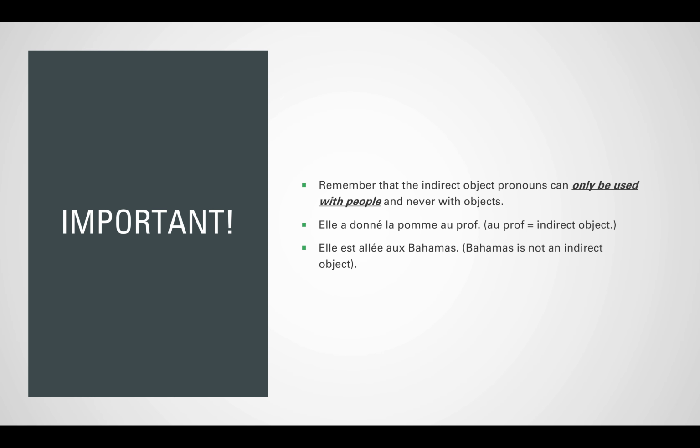So important, this is our first rappel to what I've already mentioned, that the indirect object pronouns can only be used with people and animals and never with objects. So the example that I gave before, elle a donné la pomme au prof. Au prof is our indirect object. Elle est allée aux Bahamas. Bahamas is not an indirect object. Okay? We cannot replace it with an indirect object pronoun. We'll come back to it. We're going to loop back one more time, okay?